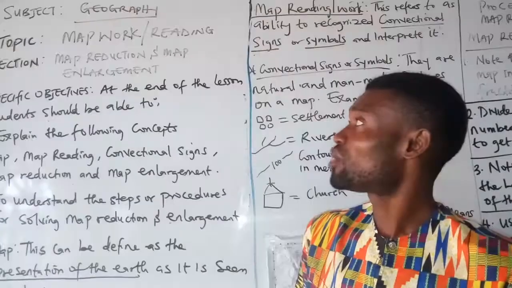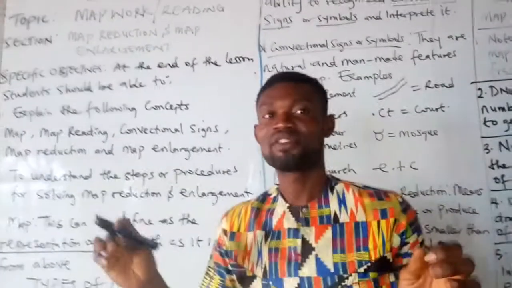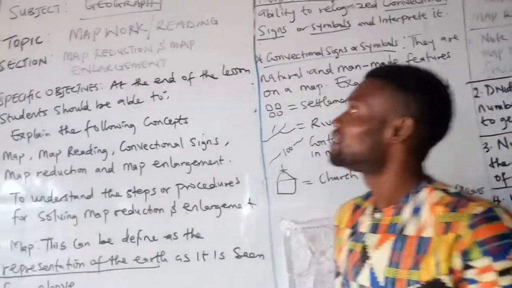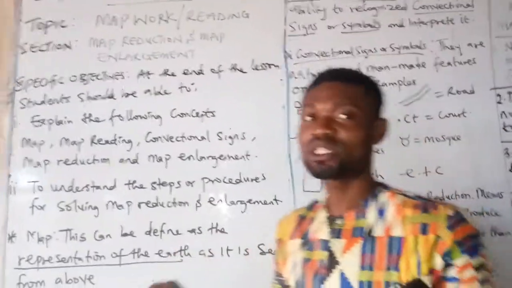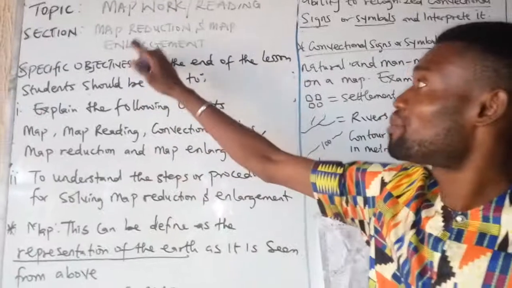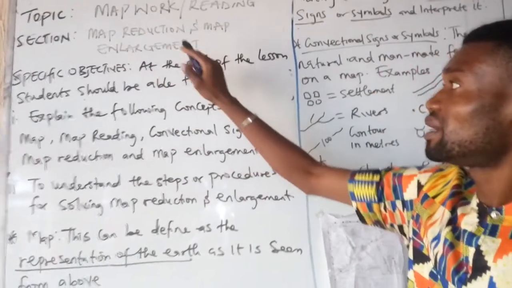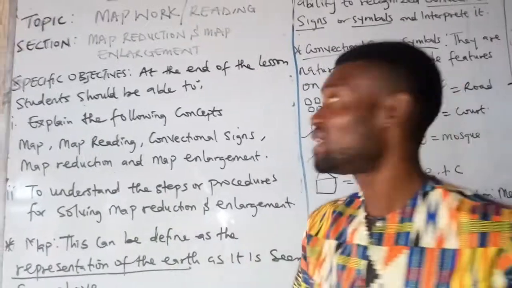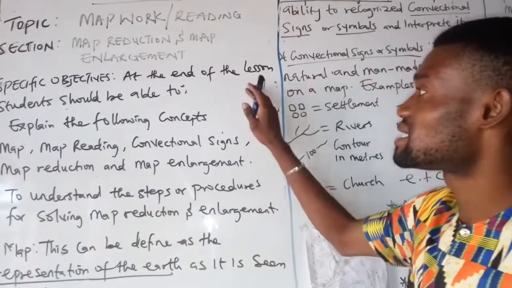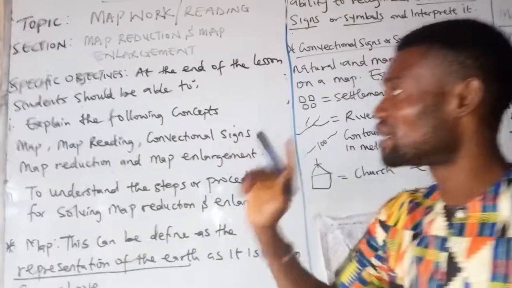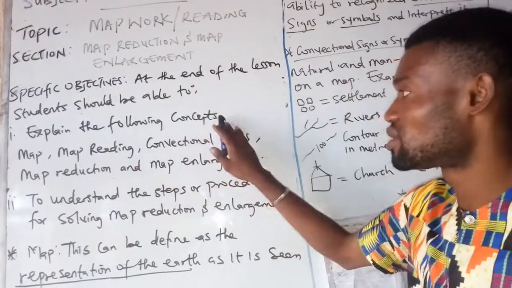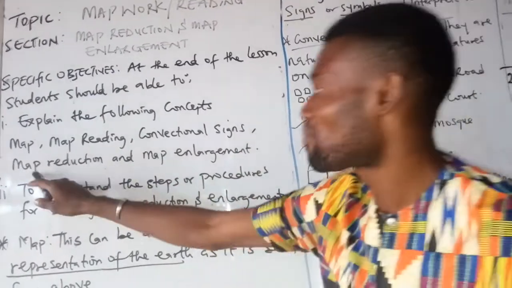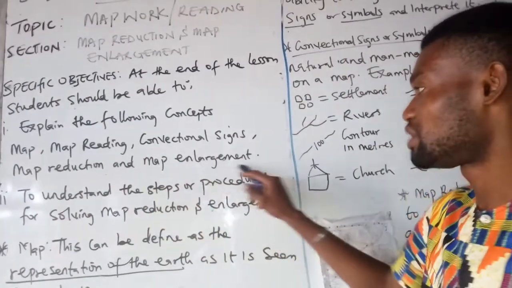Now, the topic that we're going to look at in geography is map work or map reading. In that map work, the section that we're going to look at is map reduction and map enlargement. Our specific objective is that at the end of this lesson, the student should be able to: one, explain the following concepts, which are map reading, conventional sign, map reduction, and map enlargement.